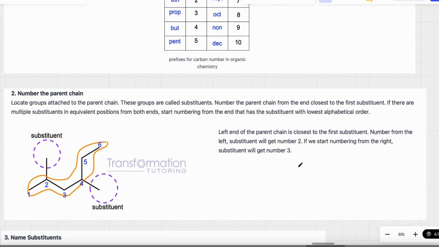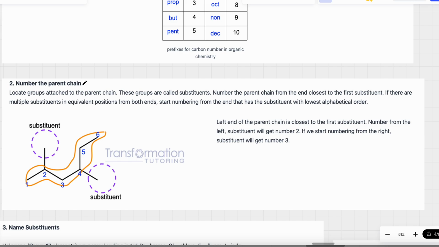After I have figured out the parent chain, the second step is to number it correctly. So what we will need to do is locate groups that are attached to the parent chain. For example, if this is my parent chain, these two groups that I have circled in purple are attached to it. These are called substituents. And when we number the parent chain, we will number from the end closest to the first substituent. For example, here I number 1, 2. My first substituent is on carbon number 2. If I started numbering from this end, 1, 2, 3, my first substituent would be on carbon 3, which is worse. So for this reason, in this case, I have to start numbering from the left side to give my first substituent the lowest number.